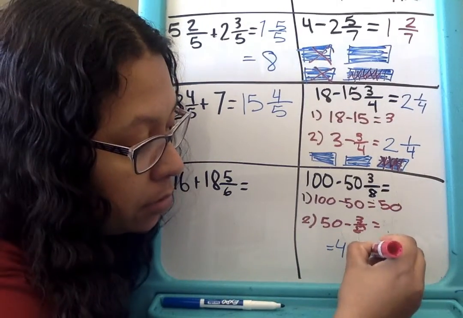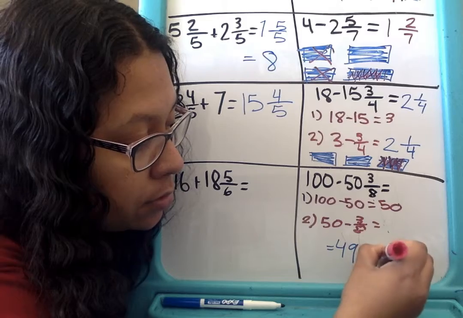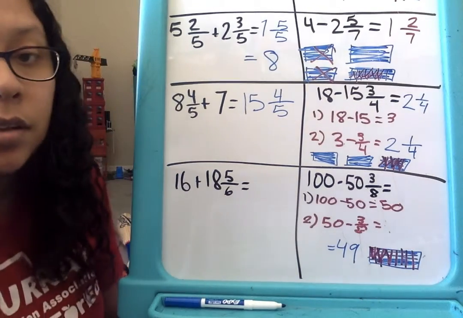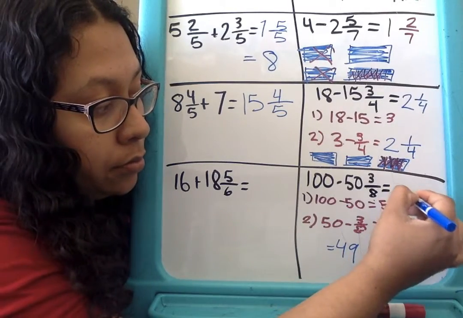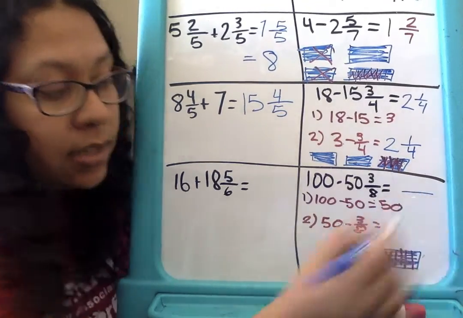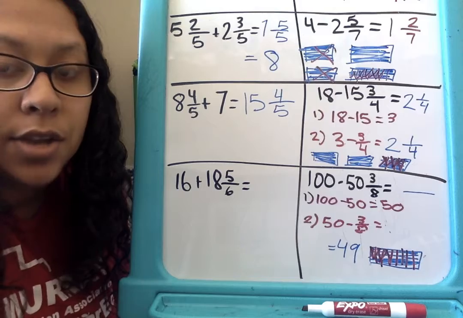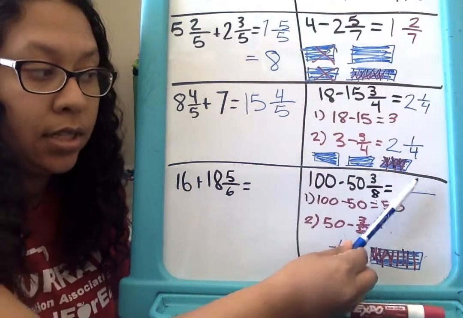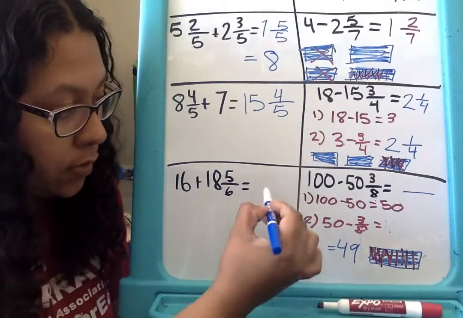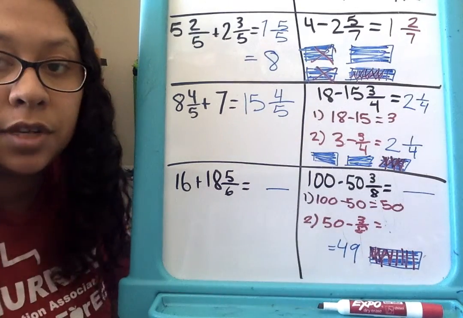Sorry, with this one. 1, 2, 3. Okay, so that gives us leftover a whole and a fraction. So now your job is to fill in and finish up this one and this one over here. So a whole and a fraction over here as well.